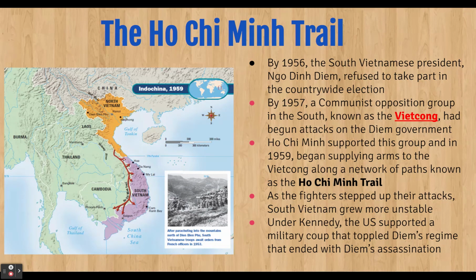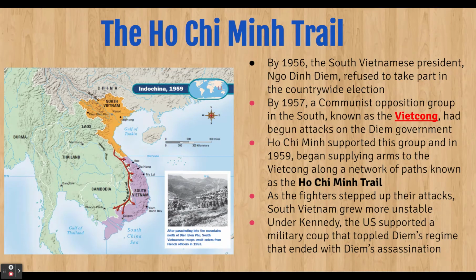So here we see Vietnam, and then we see the dividing line at the 17th parallel, North Vietnam under Ho Chi Minh's rule, communist, and then South Vietnam. So because there were people in the South, the Viet Cong, that did not support Diem, Ho Chi Minh supported them in terms of wanting to unite everyone under his control under a communist government.